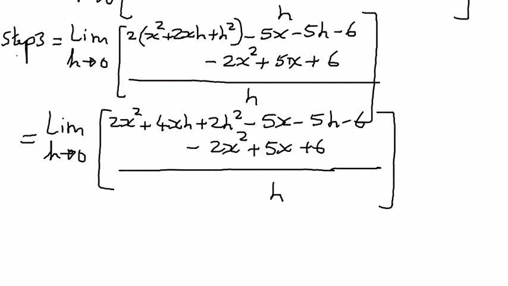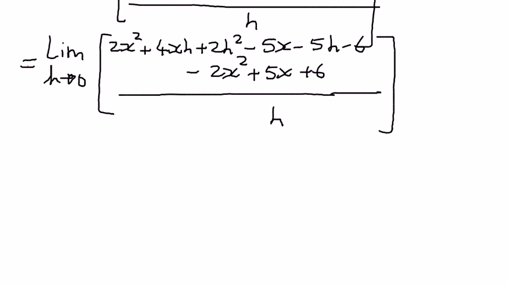Now as you can see, we have some terms which are equal to but opposite in sign. Positive 2x squared and negative 2x squared cancel out. Negative 5x and positive 5x cancel out. Negative 6 and positive 6 cancel out. So therefore we are left with the following expression: limit as h approaches 0. In the numerator we have 4xh plus 2h squared minus 5h.